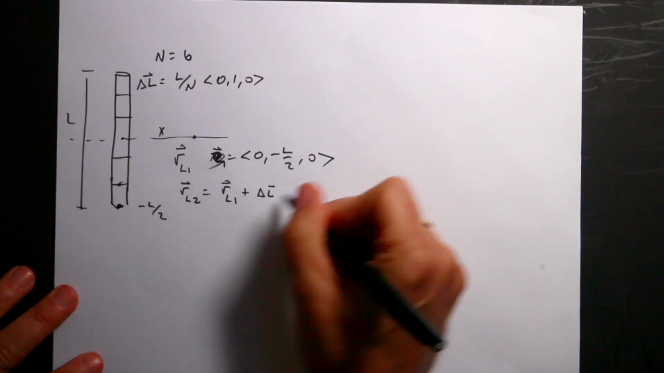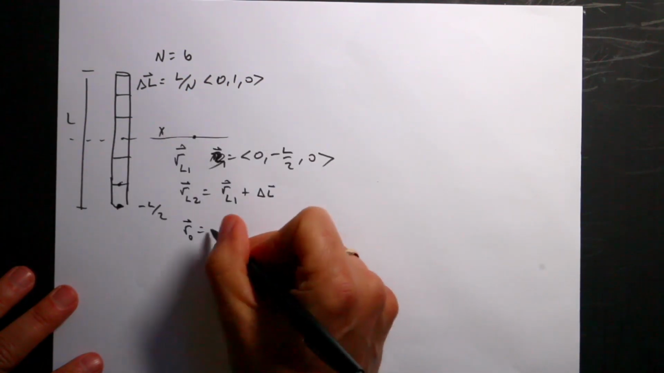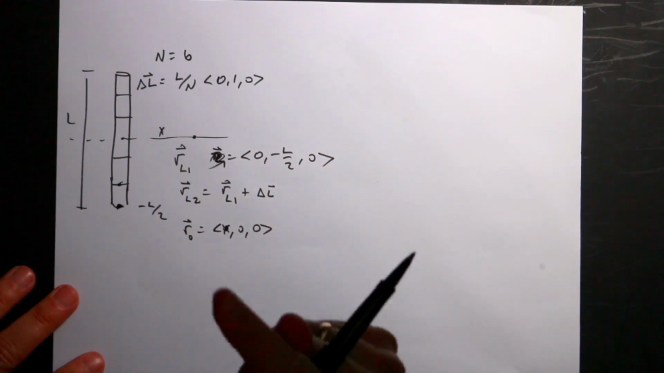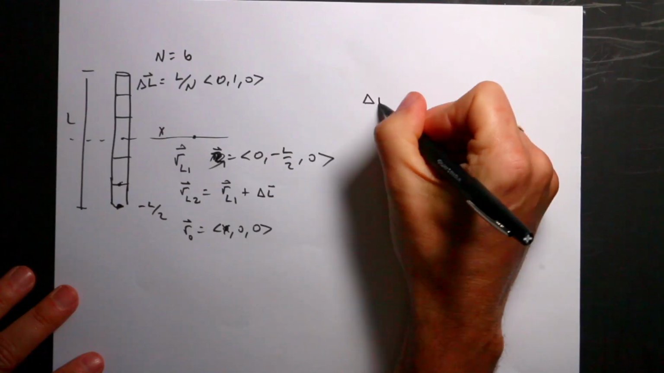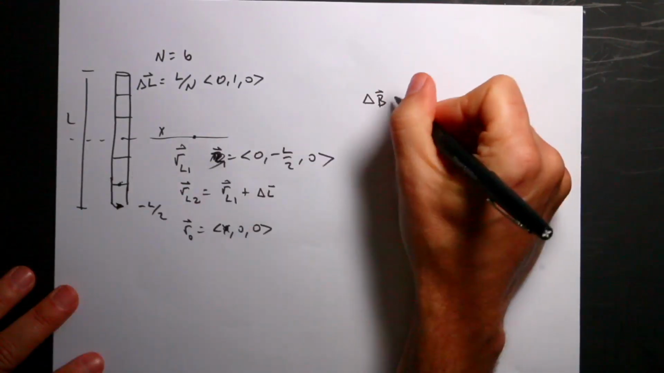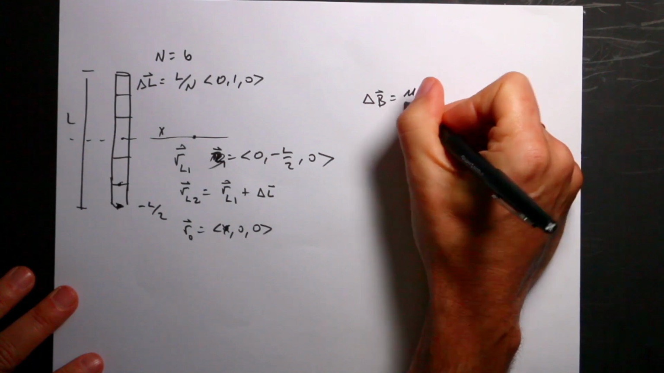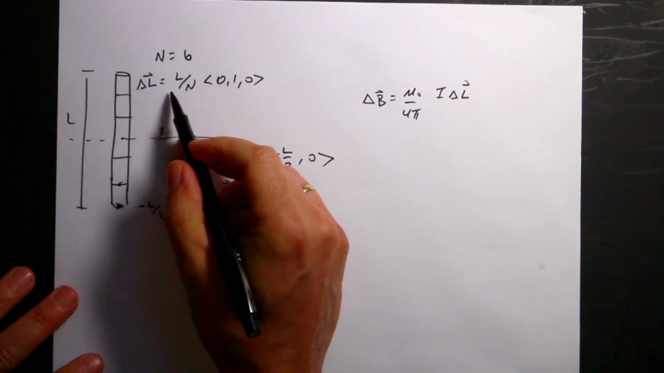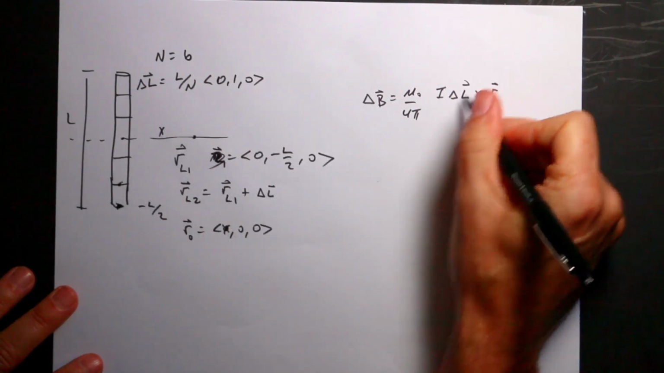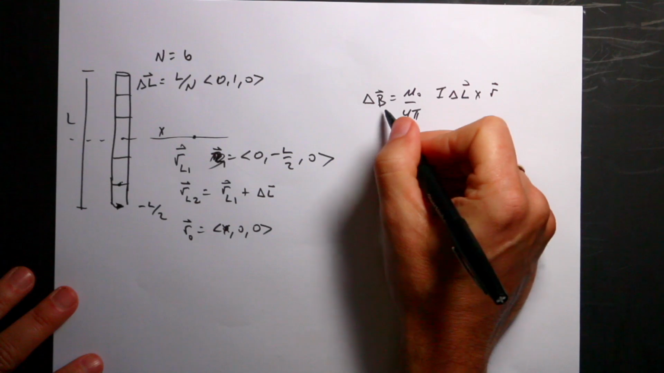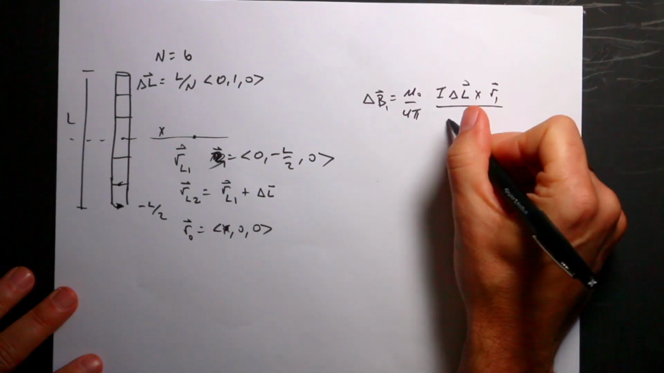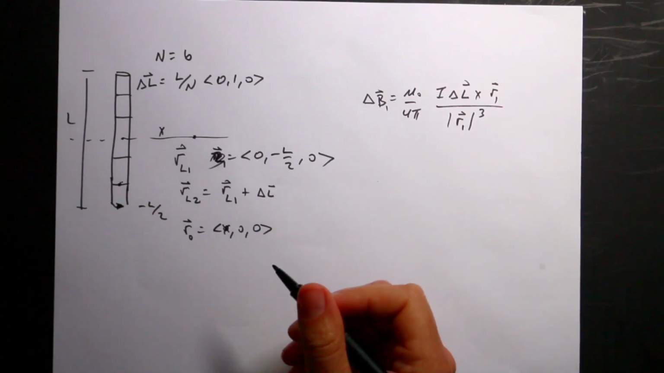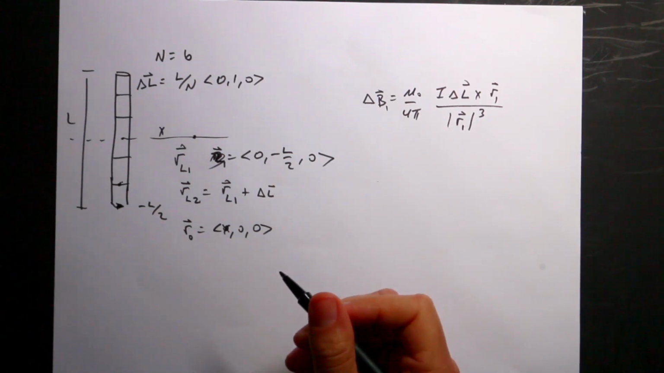Now, if I use my observation location RO of x, 0, 0, then I can calculate delta B. Delta B, the magnetic field due to just one of the pieces, is going to be equal to mu naught over 4 pi I delta L, which is a vector, right? I know what that is, cross R, which is a vector. I know what that is. This will be for 1. All over the magnitude of R1 cubed. And then I can just add up all the pieces. And so that's what I'm going to do.